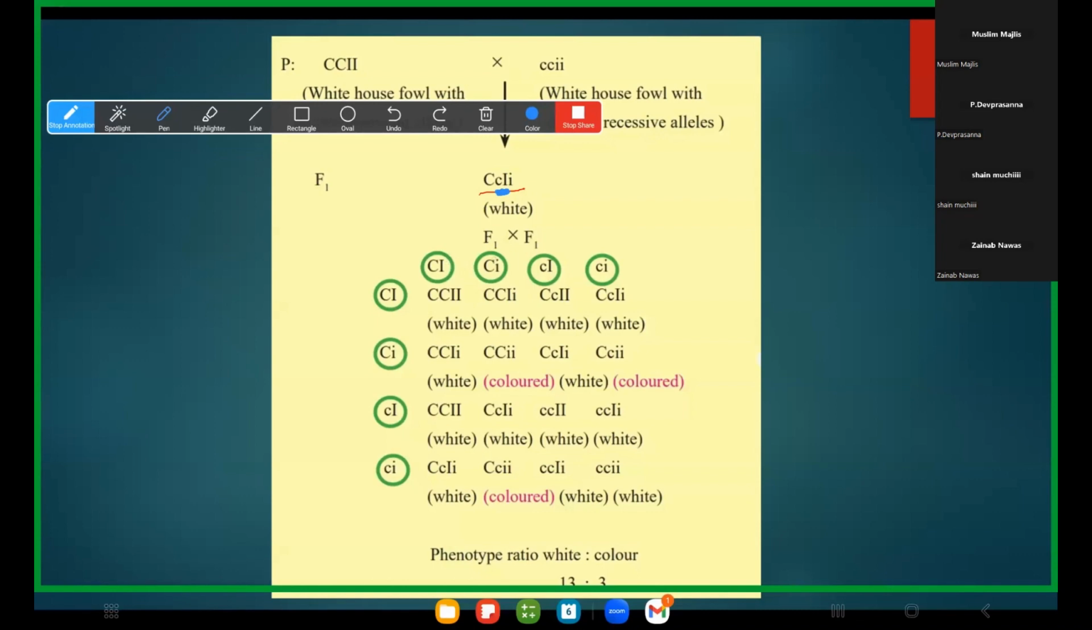So when we cross two such F1 offspring, they would give us this type of allelic combination, where capital C, capital I, and capital C, capital I, if they are in the same organism, they would give rise to this genotype. So they would give white color offspring. Similarly, wherever we see capital I, they would all be white.